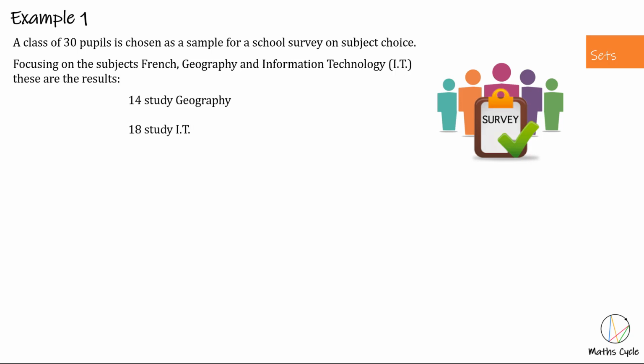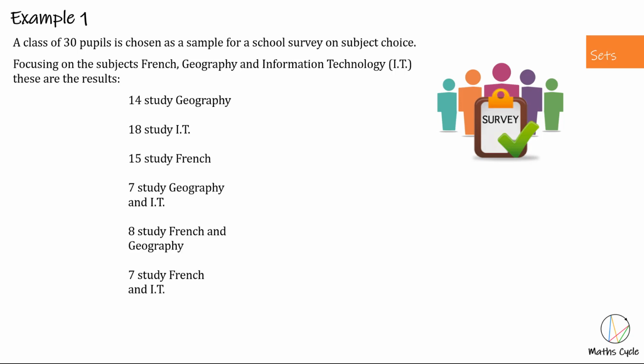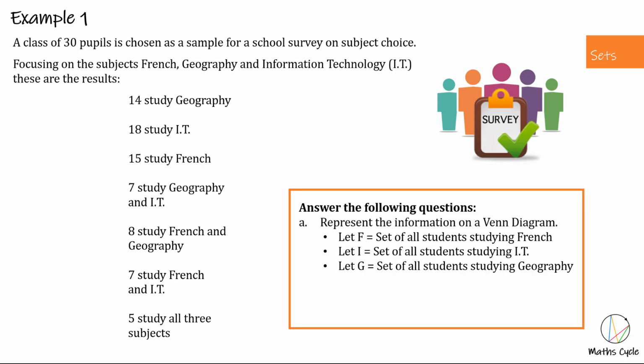14 study Geography, 18 study IT, 15 study French, 7 study Geography and IT, 8 study French and Geography, 7 study French and IT, and 5 study all three subjects. So answer the following questions.